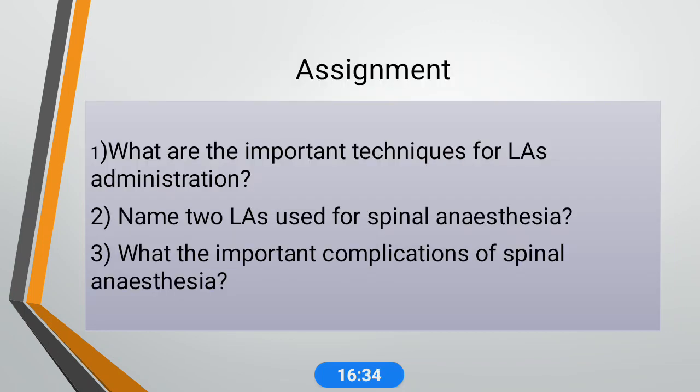Okay, these are the assignments. What are the important techniques for local anesthetic administration? Name 2 local anesthetics used for spinal anesthesia. Then what are the important complications of spinal anesthesia?